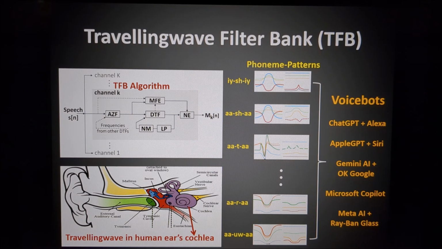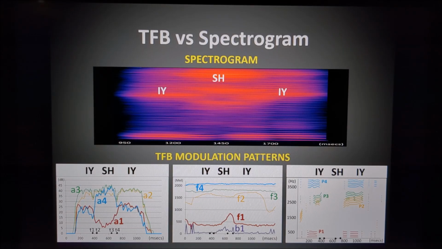Its signal processing is inspired by the traveling wave on the basilar membrane in the human ear's cochlea. In this video, I'll talk about what these patterns are and how they'll help us build voice bots with human-like performance and efficiency. First, let's compare these patterns with current state-of-the-art in speech processing.